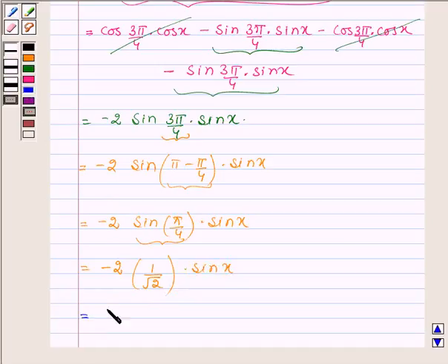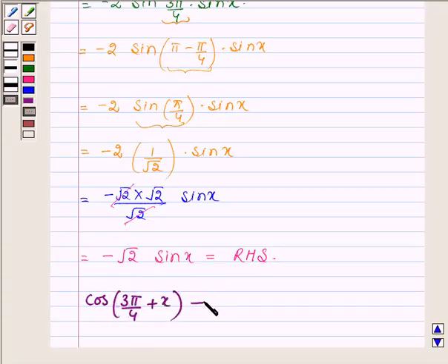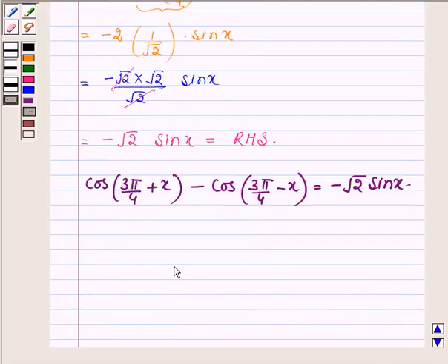In the numerator we have 2 can be written as root 2 into root 2. The denominator we have root 2 sin x. And now root 2 cancels out with root 2 and we are left with minus root 2 sin x, which is the right hand side of the given question. Thus we have cos 3 pi upon 4 plus x minus cos 3 pi upon 4 minus x is equal to minus root over 2 sin x. Hence proved.